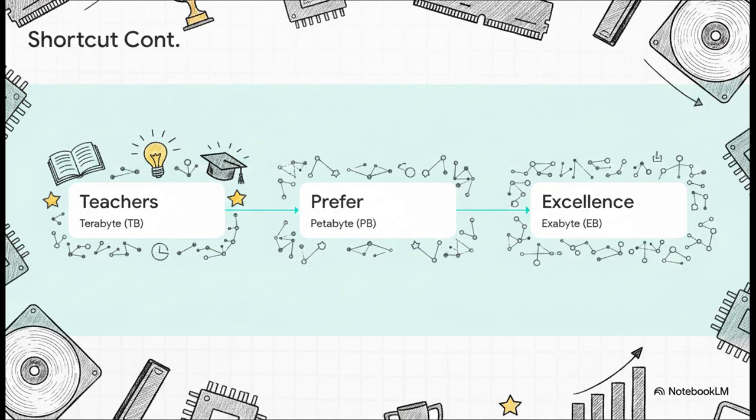Let's finish that thought. Teachers prefer excellence. That brilliantly finishes the list, taking us through terabytes, petabytes, and exabytes. So the whole shebang is, boys need big knowledge, many good teachers prefer excellence. Lock that phrase in your brain, and I guarantee you'll never mix up your memory units again.